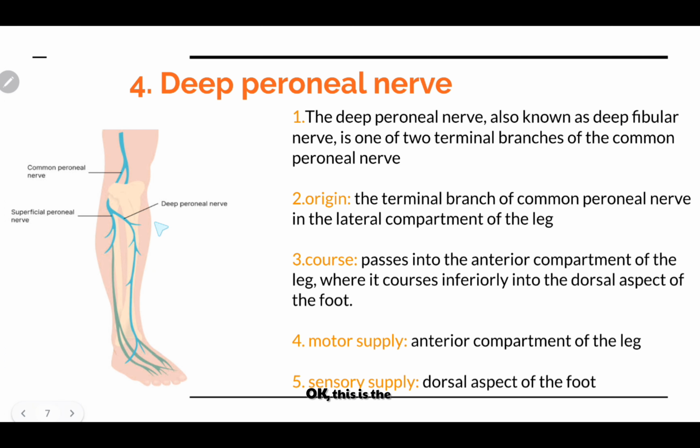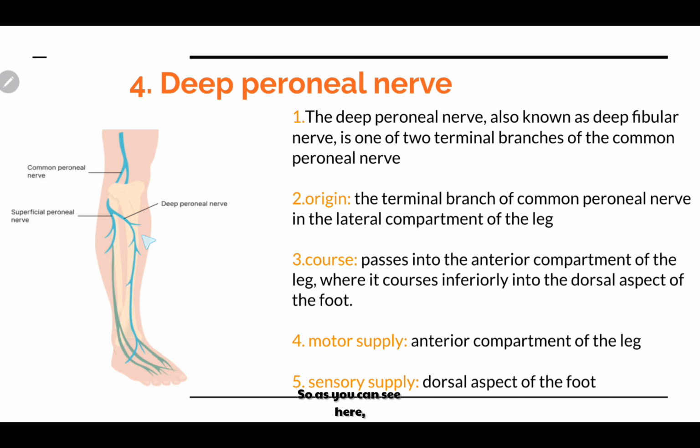This is the lateral side. Okay, this is the medial side, this is the lateral side. So in the lateral compartment of leg, this originates from the terminal branch of common peroneal nerve. Okay, now course, it is given that it passes into the anterior compartment of leg where it courses inferiorly into the dorsal aspect of foot.